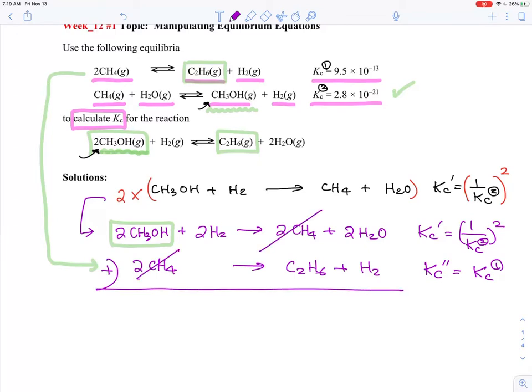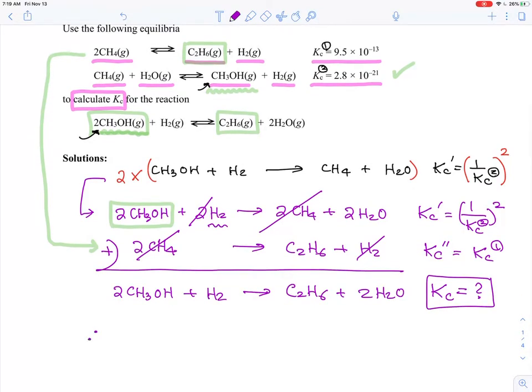The hydrogen goes away, and what's left is 2 methanol, and then this one survives, so H2 goes to C2H6 and 2H2O. That is the new Kc value in question. Therefore, the Kc for the equation above should be Kc1 multiplied by 1 over Kc2, squared.